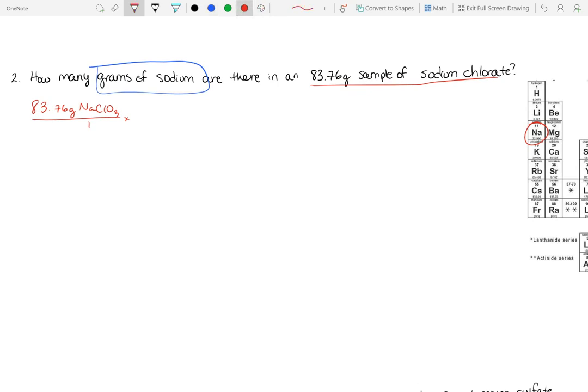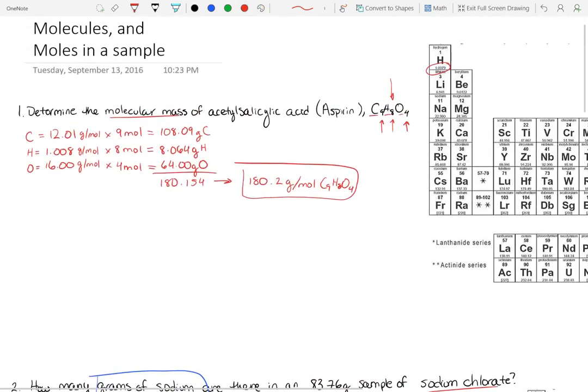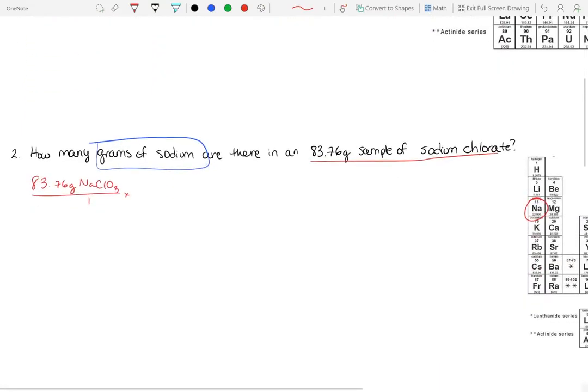Well, we have to compare apples to apples. So we can't just say, okay, grams of sodium chlorate, and somehow all of a sudden jump into grams of sodium. You can't do that. First, you have to calculate into moles. Going into moles is pretty much the first step you'll do for all of Module 3, and possibly even most of the semester. So first calculate into moles. So how do you do that? You have to do the same process you did up here and calculate the molecular mass of sodium chlorate.